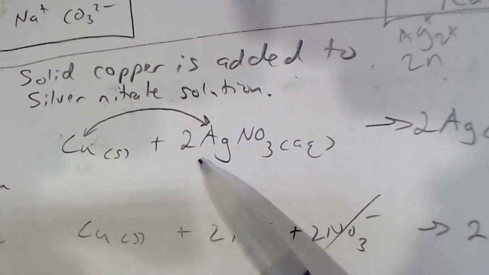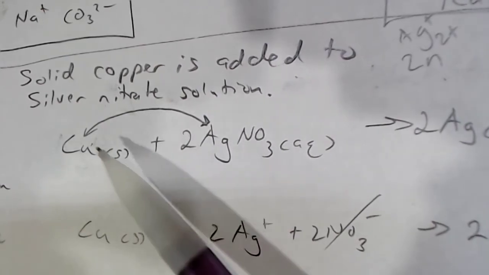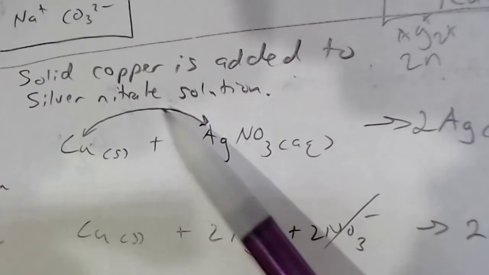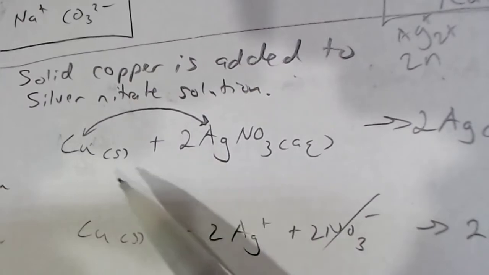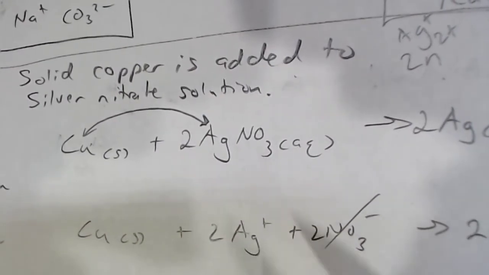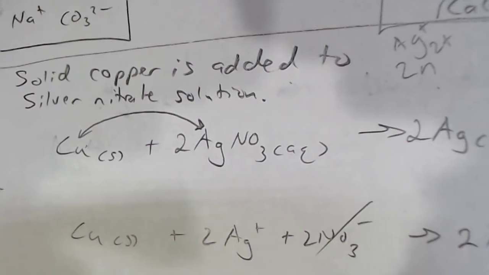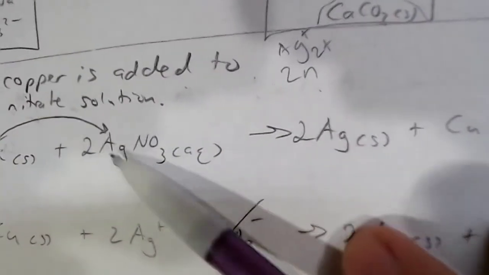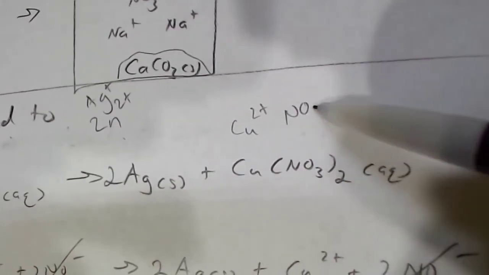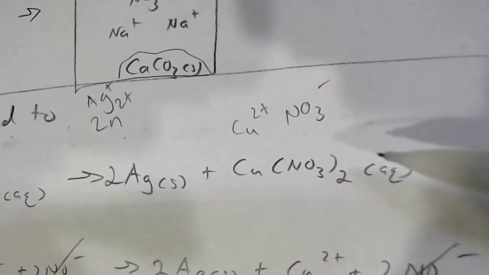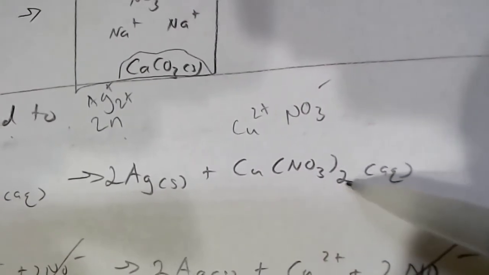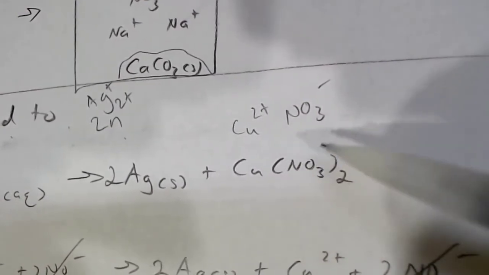Remember, metals switch places with metals or with hydrogen. So copper is going to react with it and switch places with silver. This is a single replacement reaction when an element reacts with a compound. And there's a switch. So now you're going to get copper hanging out near nitrate. Now copper pretty much always gets a +2 charge, and nitrate is NO3 -1. So to balance out the charges there, crisscross, there's going to be 2 nitrates per copper ion.